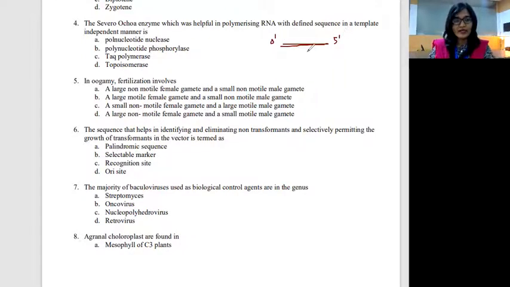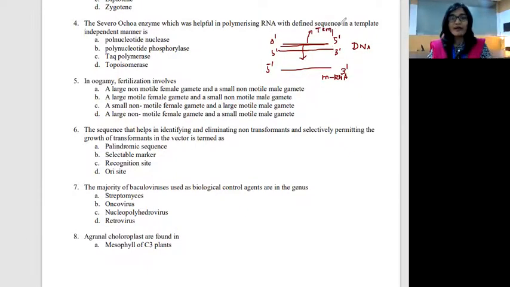Suppose I'm talking about transcription. And this strand is just going to give rise to an mRNA, which is 5' to 3'. So usually there are going to be 2 strands in the DNA. So this strand is going to be 5' to 3', and this is DNA. And this one strand is going to act as a template strand. So what are we doing? We have a template strand and we are going to synthesize a new mRNA. So it is a template dependent one.